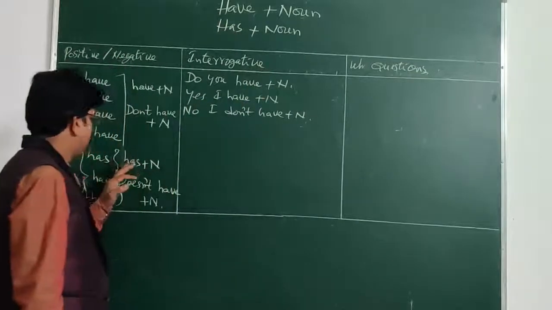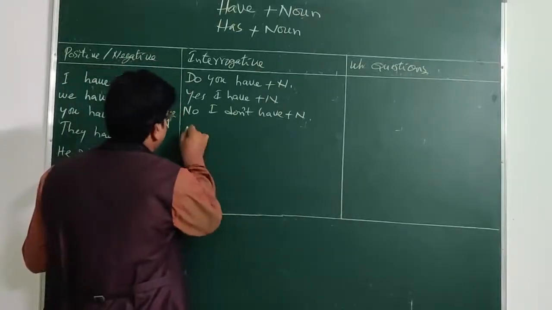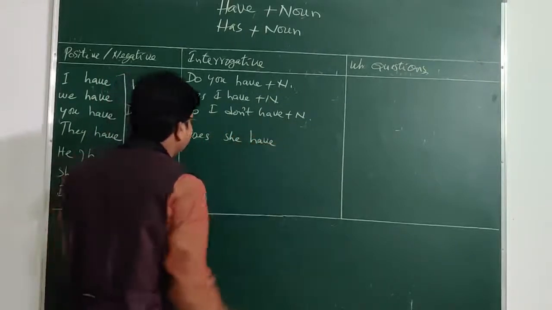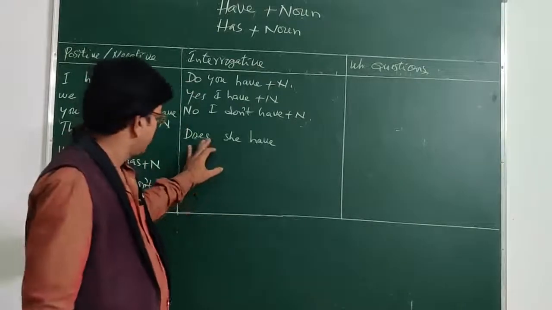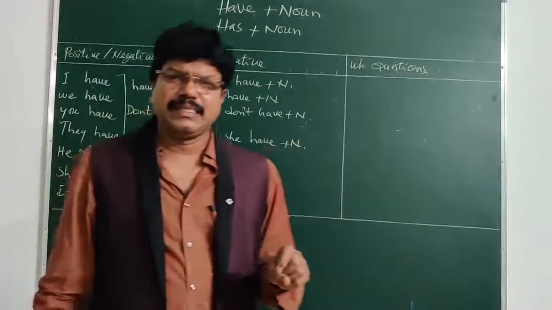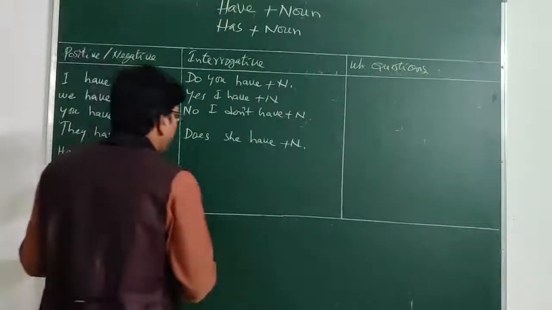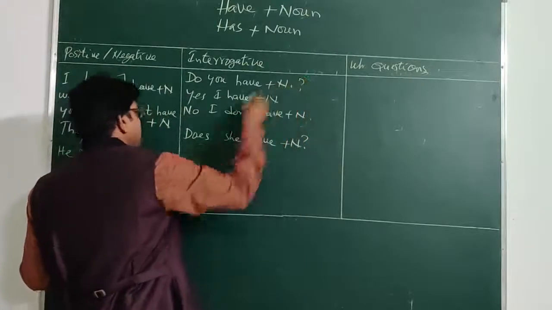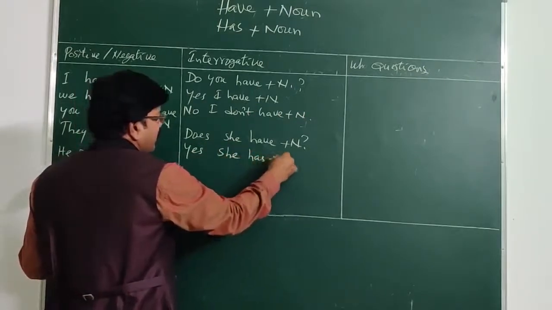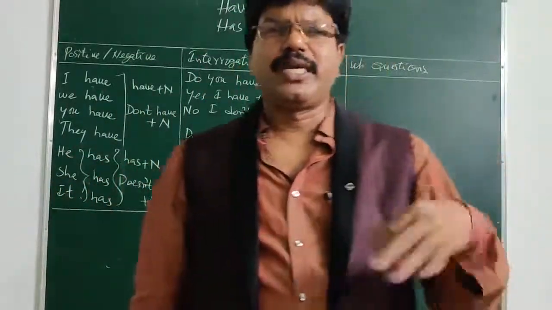If we use the subject he or she or it: does she have, not has here. We use does here. Does she have plus noun? Does she have bangles? Does she have bananas? Does she have books? Yes, she has plus noun. Does she have a car? Yes, she has a car.